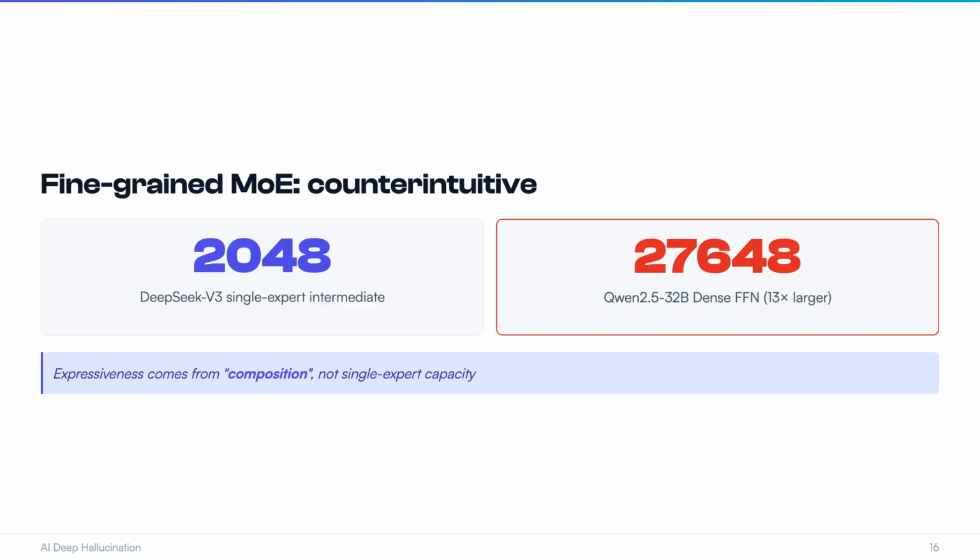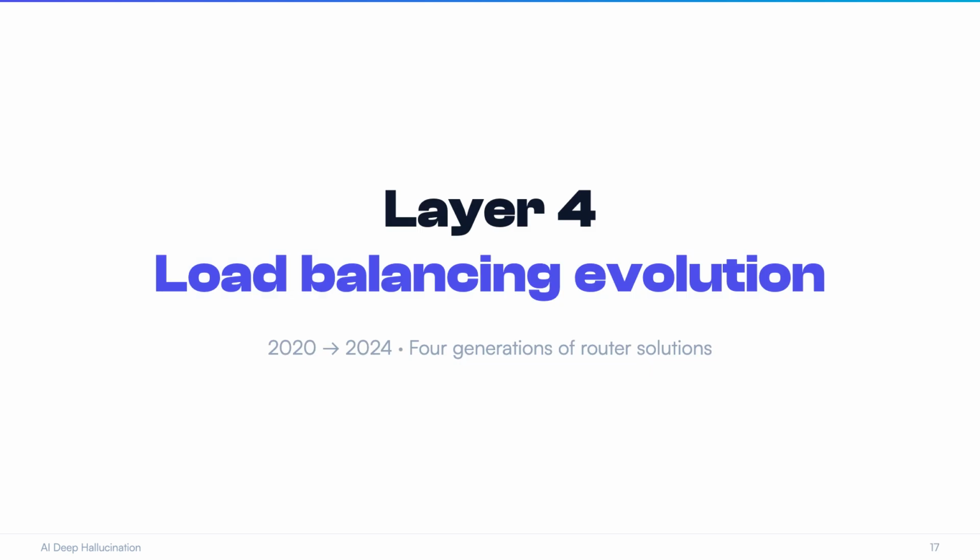The most counterintuitive case is DeepSeek v3, a 671 billion flagship, with single expert intermediate of just over 2,000, more than 13 times smaller than QN 2.5 32B Dense's 27,000 plus. So the intuition that big model equals big network, that's wrong. Completely wrong for frontier MoE.